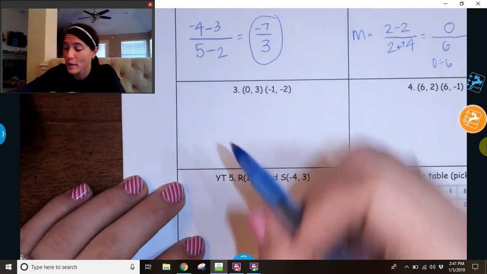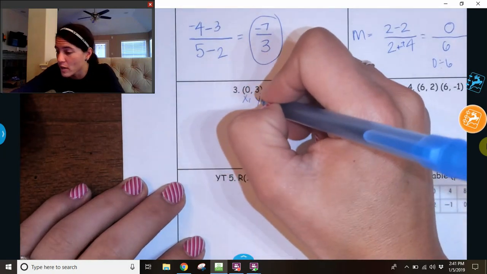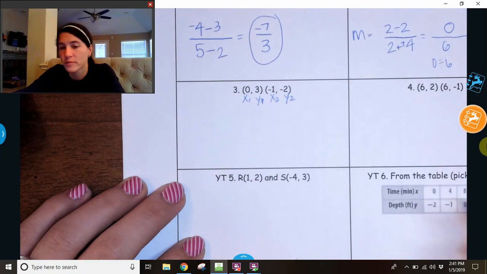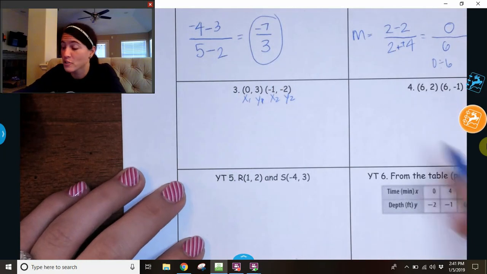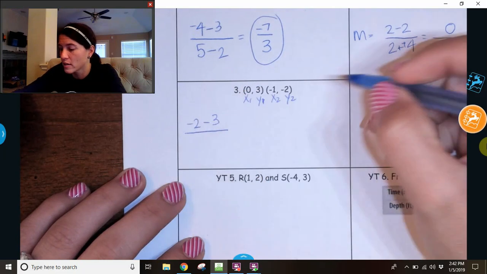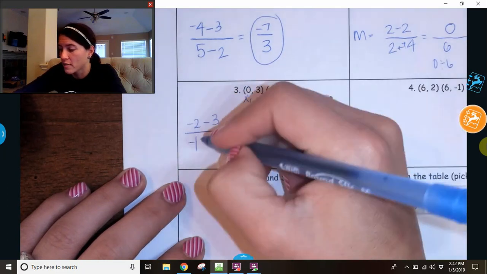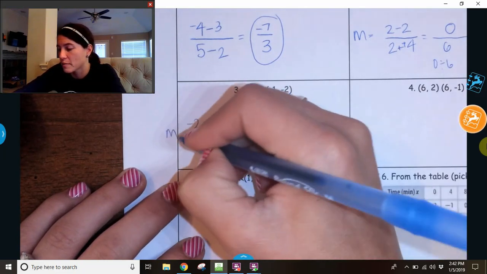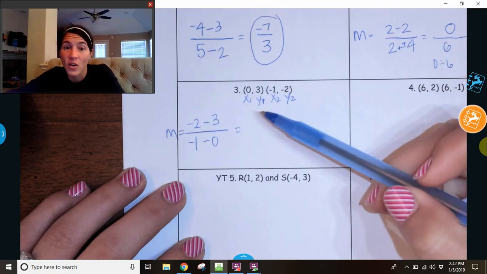Okay, example 3. We have 2 ordered pairs. So again, x1, y1, x2, y2. And now we just plug it into our formula. Negative 2 minus 3. And then negative 1 minus 0. And this is m.